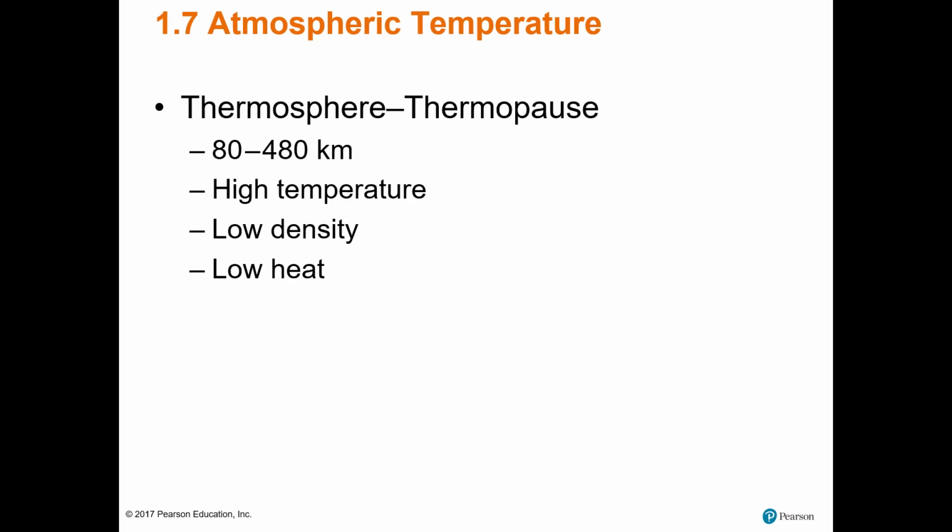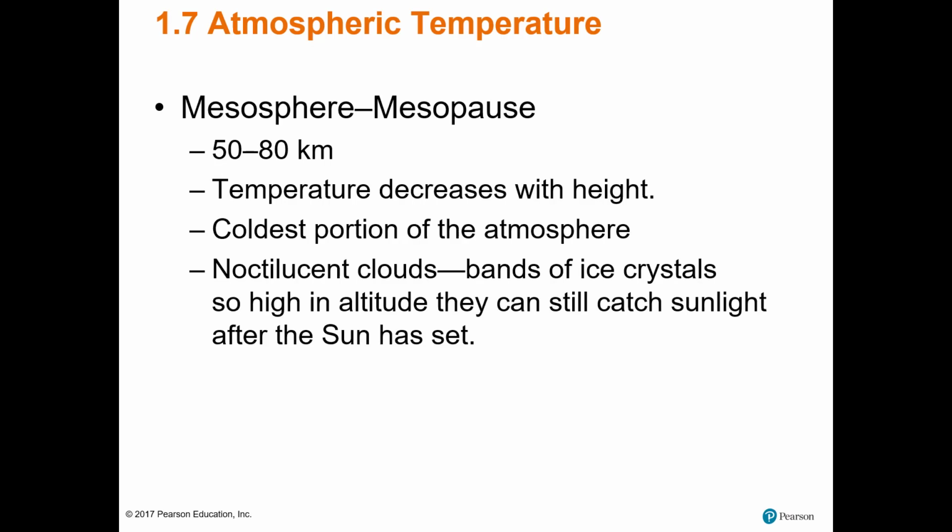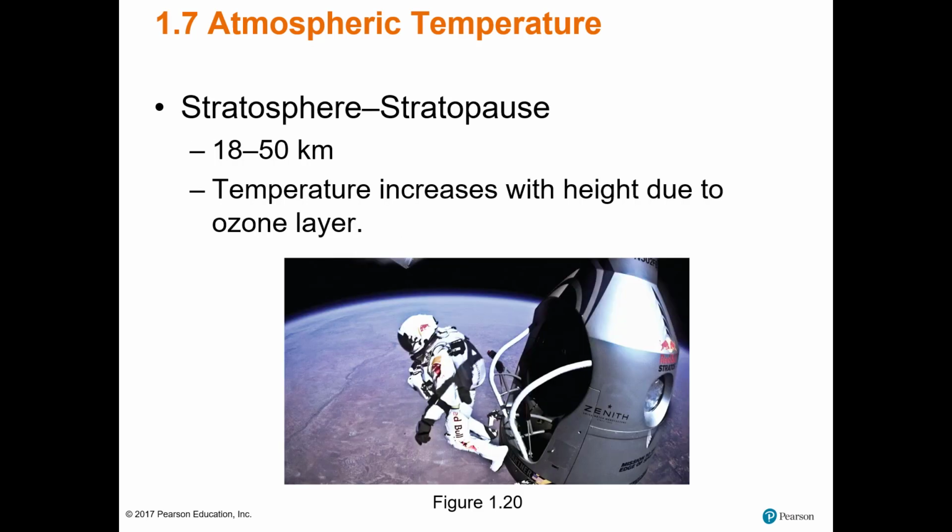So the thermosphere is from 80 to 480 kilometers, and it has a high temperature, low density, and low heat. The mesosphere is 50 to 80 kilometers. The temperature decreases with height. It is the coldest portion of the atmosphere, and that's where you'll find noctilucent clouds, bands of ice crystals so high in altitude they can still catch sunlight after the sun has set. And then the stratosphere is 18 to 50 kilometers from the surface of the Earth. The temperature increases with height due to the ozone layer.